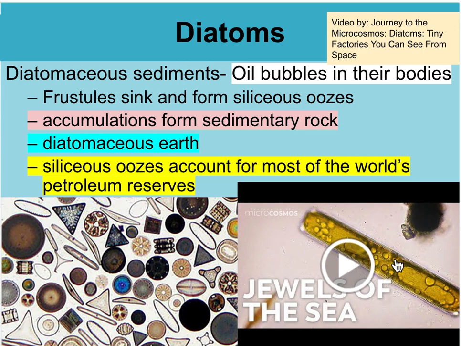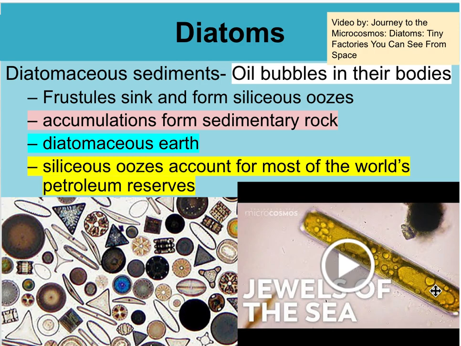So when you see this video by Journey to the Microcosmos, Diatoms, Tiny Factories You Can See from Space, you look at this one and it's full of these little bubbles of oil. And when they eventually die, they fall to the bottom of the ocean. Remember, oil and water don't really mix, and there's so many of these in the ocean, you can literally see them from space.